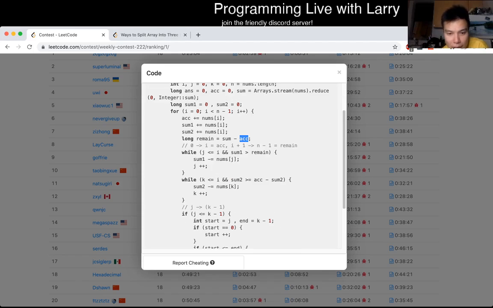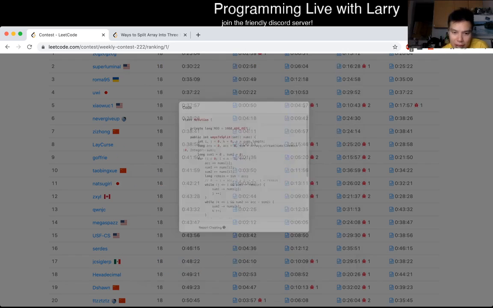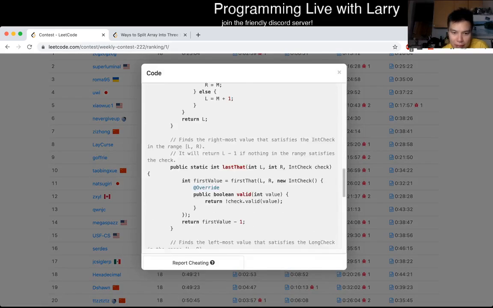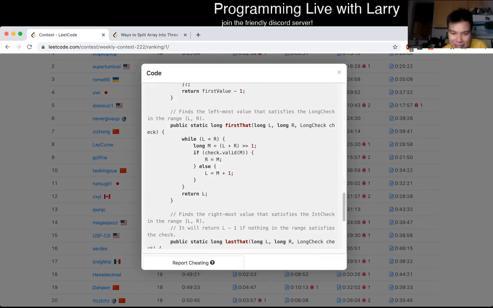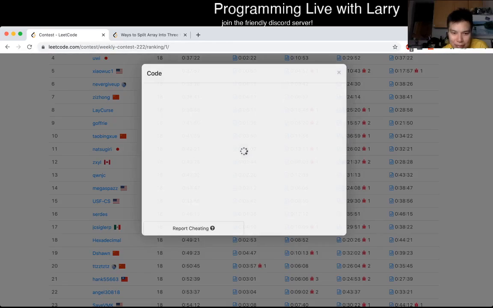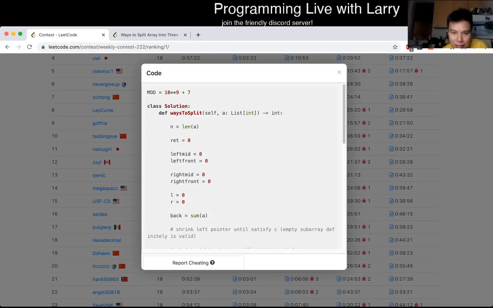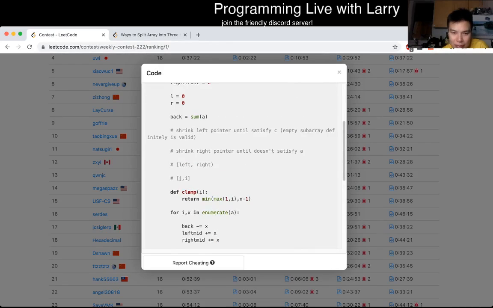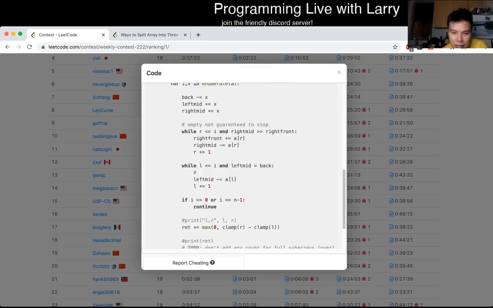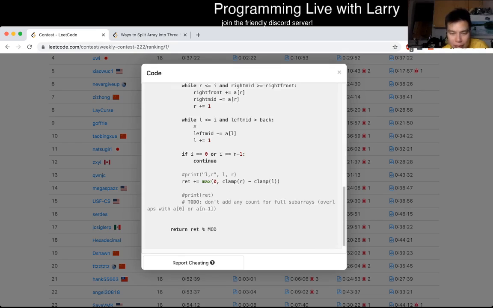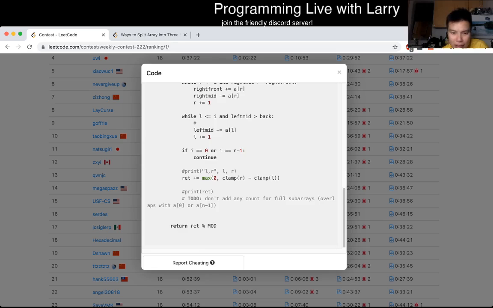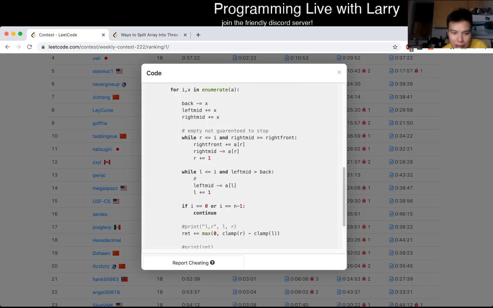Man, that's two bad contests in a row. That was sad, but I'm just trying to get a clean solution. Okay, binary search, fine. What is this? I don't. I mean, I had this idea as well, but yeah, I don't know. I'm still.